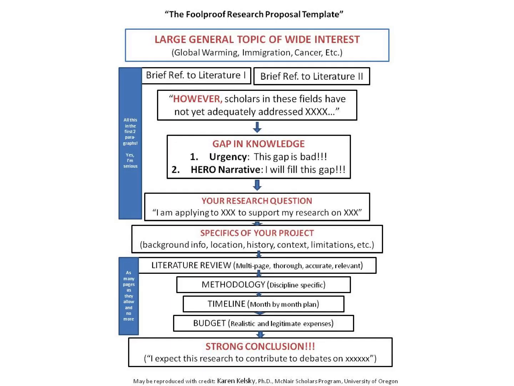That's the basic gist. Okay, last thing for this section on literature review. This is the foolproof research proposal template from Karen Kelsky. This is what I have adapted for our next part of our grant proposal. So just to show you Karen's template, this has helped me a lot. Karen's the Professor Is In blogger. So you start with this large general topic of wide interest. She uses the example of global warming, immigration, cancer, etc. And then in her template, you're going to have a brief reference to literature area 1 and brief reference to literature area 2.